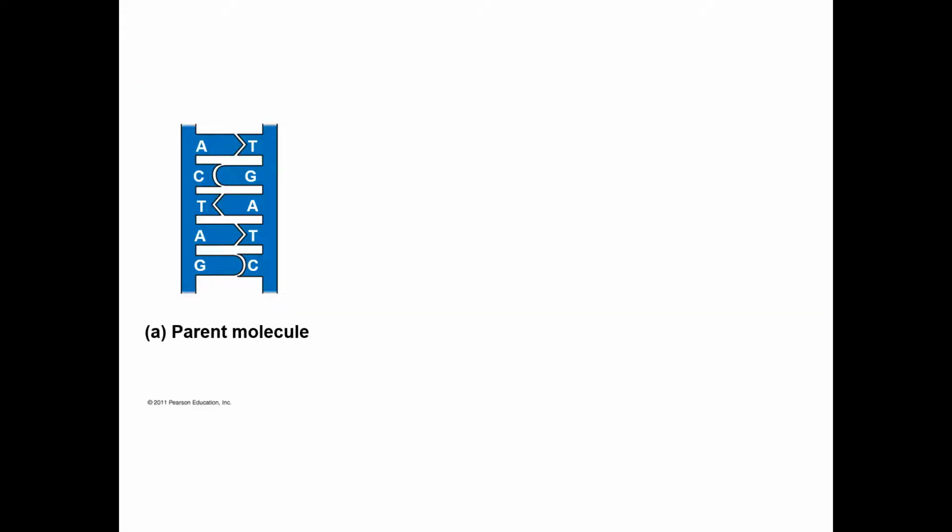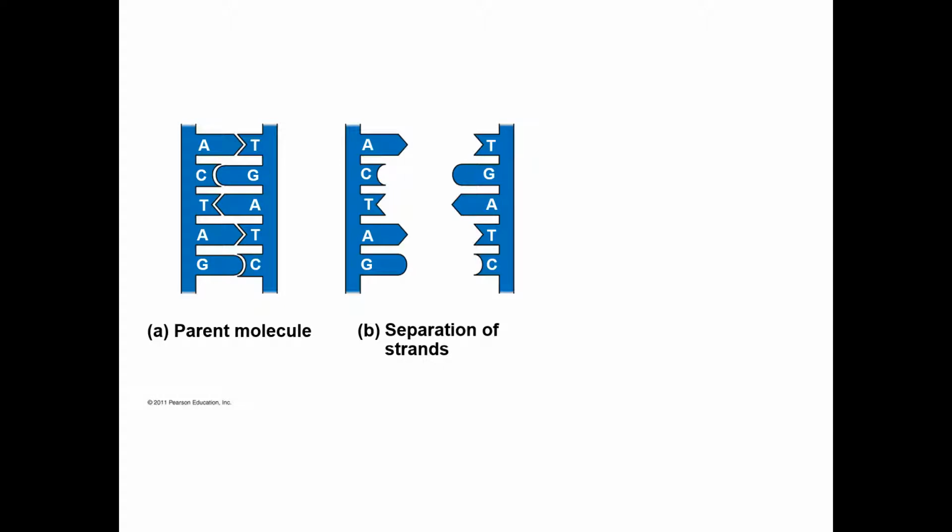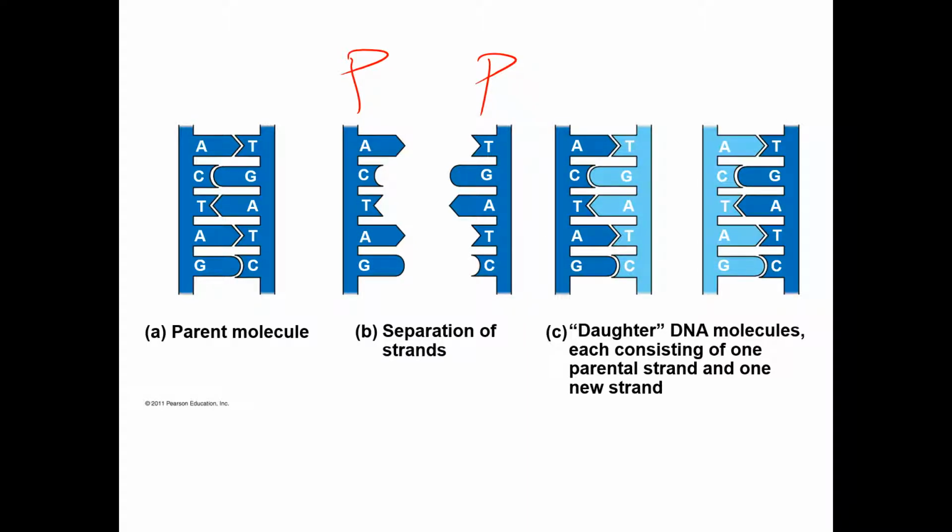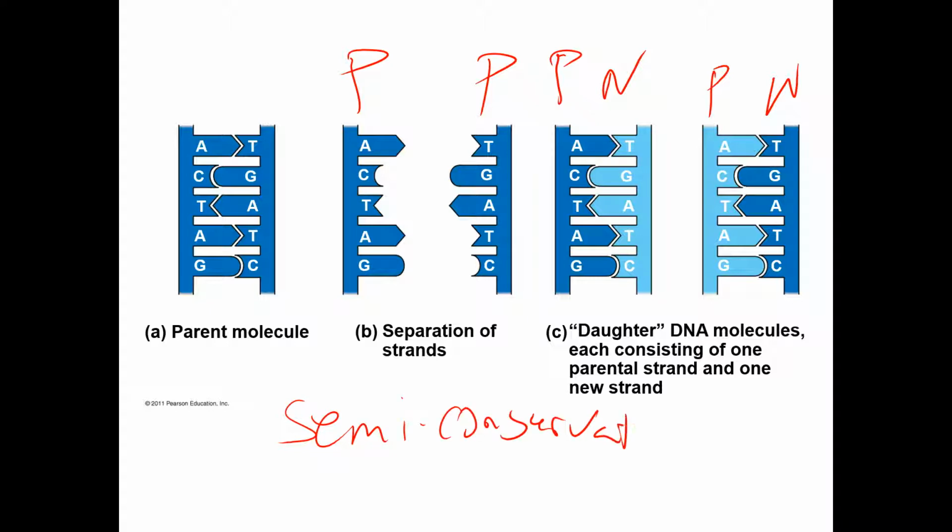So here, illustrating this semi-conservative model, we have our parental strands of DNA that make up our DNA molecule. They're held together by complementary base pairing. Now when they separate, each parental strand in blue serves as a template for laying down new nucleotides. And now you end up with DNA molecules composed of the parent and a new strand. One old, one new. So this is a semi-conservative model for DNA replication.